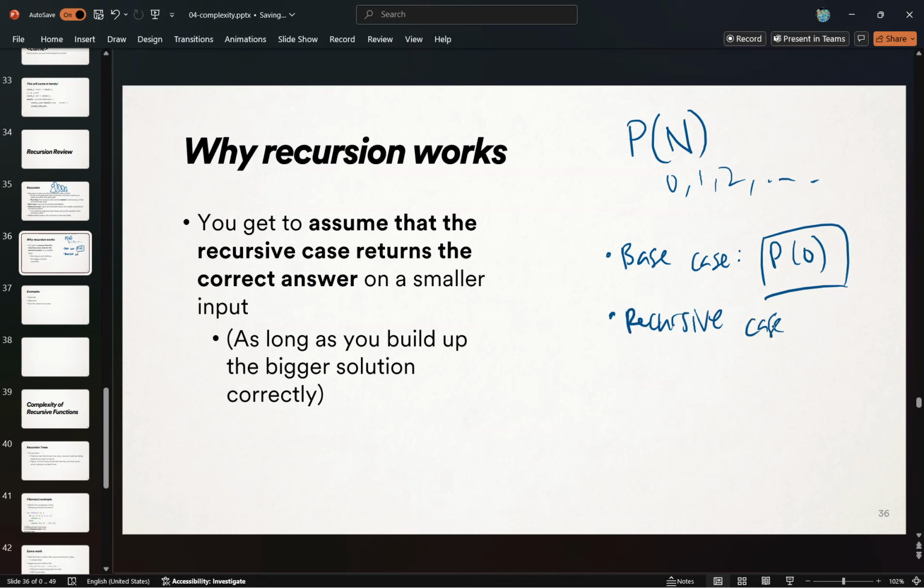looks a little weird. It's saying that if you were to give me, like I'm trying to solve P of n right now. My goal is P of n.